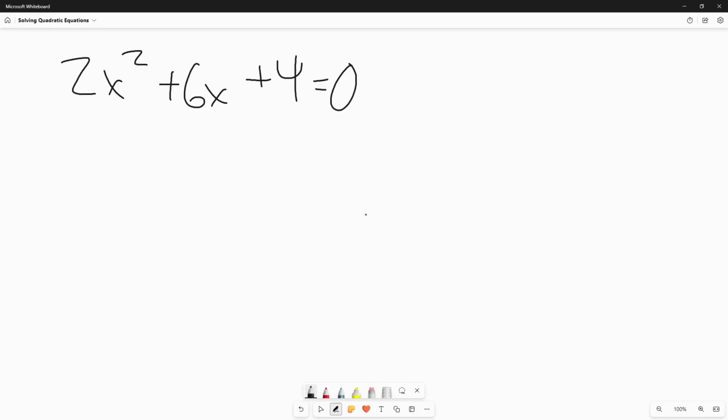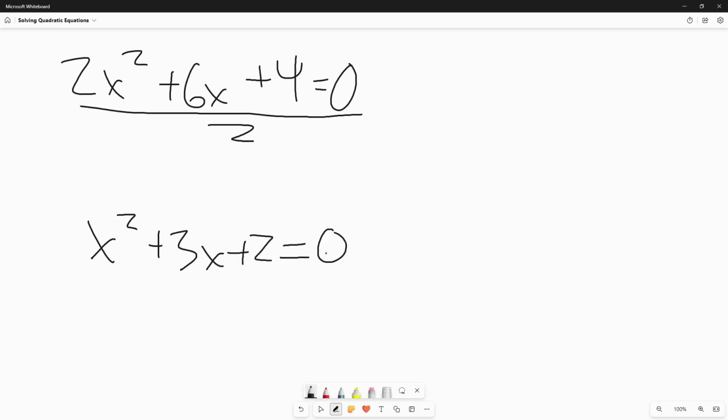In order to factor it, we must look at if each of the terms have a common factor, and if so, we can just divide the whole equation by that factor. In this case, it's 2, so let's divide it by 2. We get x squared plus 3x plus 2 equals 0.